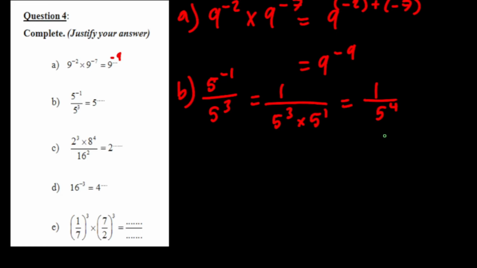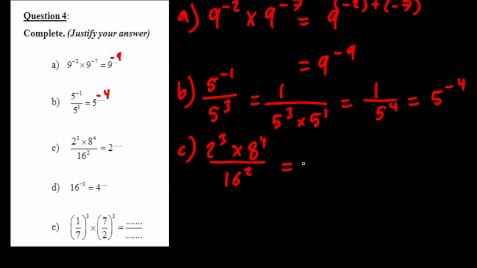We need to add a negative sign to the exponent, which gives us 5 to the power of negative 4. So negative 4 is the answer here. Moving on to part C, we have 2 to the power of 3 multiplied by 8 to the power of 4, all over 16 to the power of 2. And we need to write it in the form of 2 to the power of something.